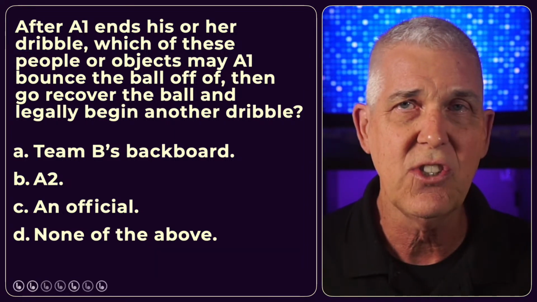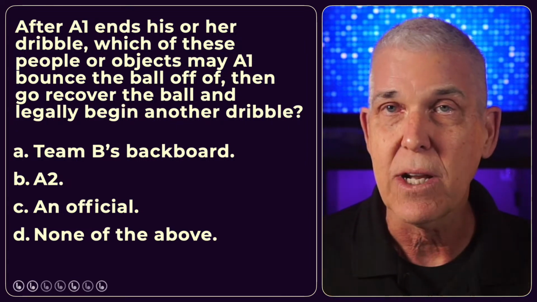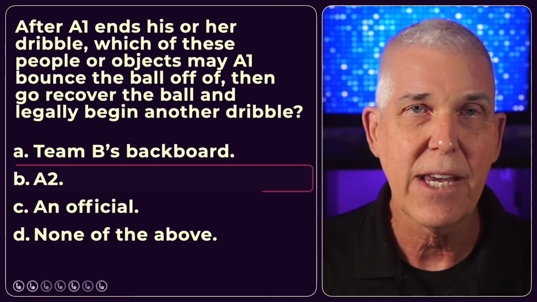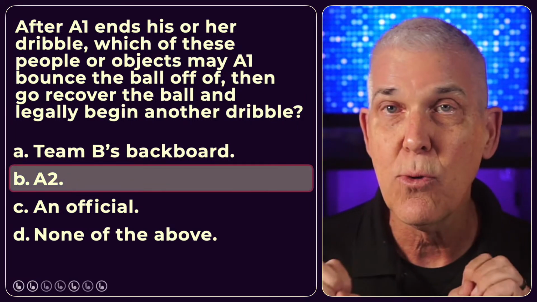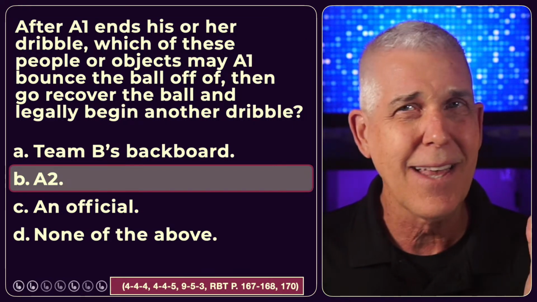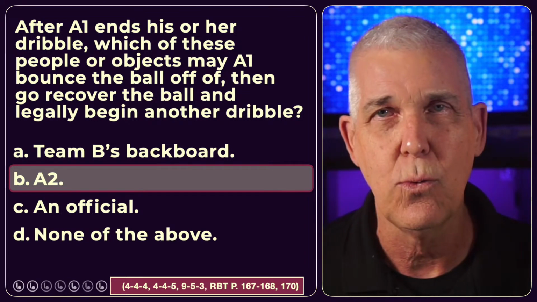If the ball touches another player, the player can then legally recover the basketball and dribble again. So our correct answer here would be B, if they threw it off of teammate A2. And you might say, hey, man, that sounds like they're getting an unfair advantage. Them's the rules, man. Them's the rules.